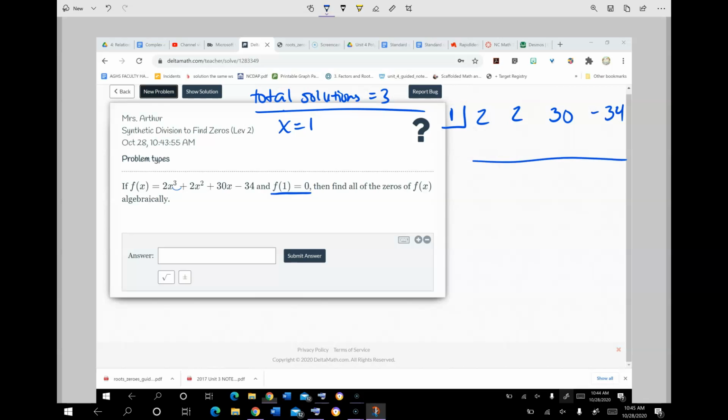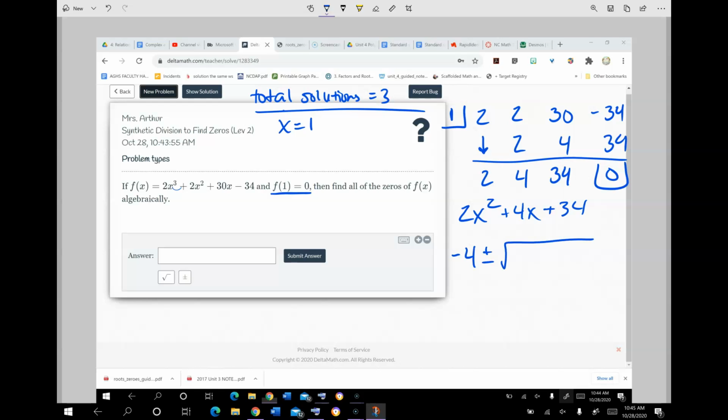Draw your line. Drop it down. Multiply. And we got 0, which is what we wanted. Okay, so this is a quadratic now. So now it is 2x squared plus 4x plus 34. Got to do the quadratic formula. Opposite of b plus or minus the square root of b squared minus 4 times a times c all over 2 times a.